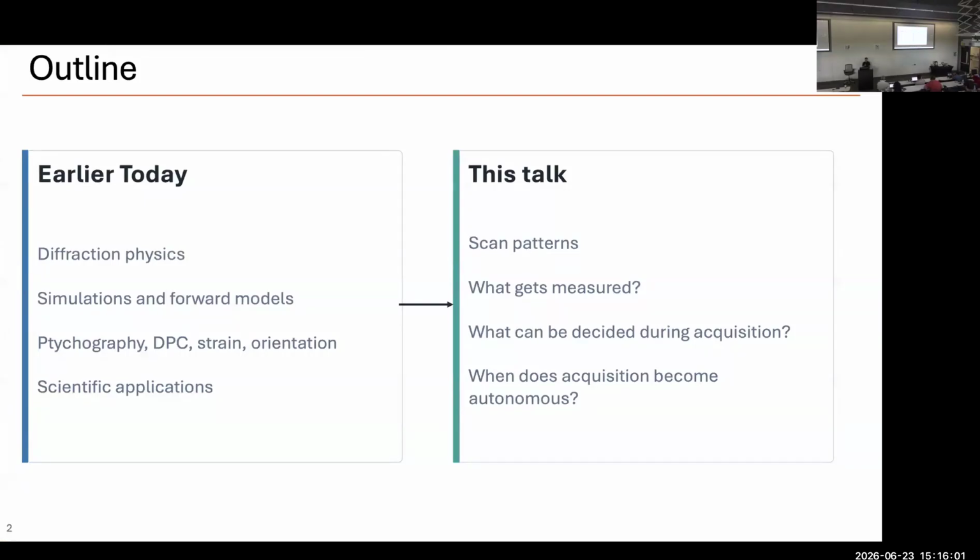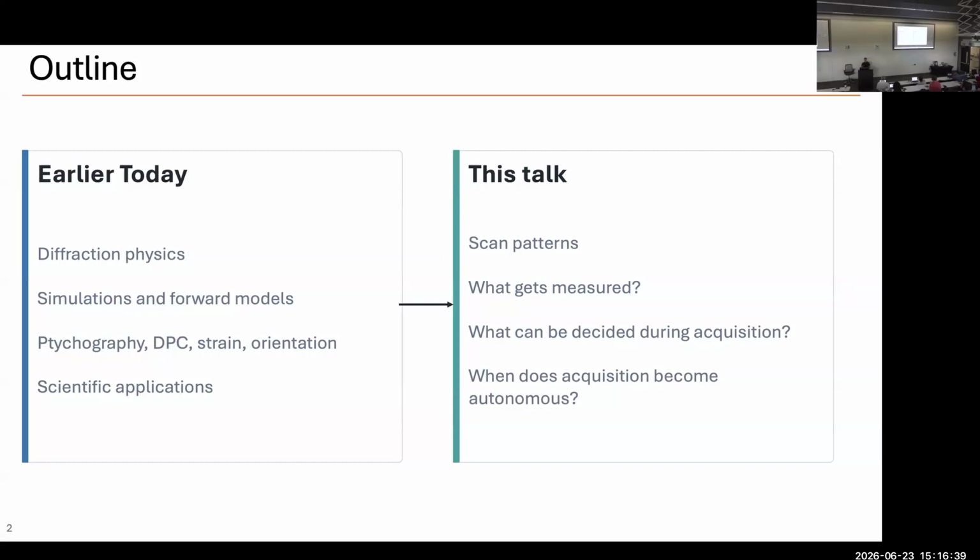Okay, so all through the day, we've had talks on diffraction physics, how to simulate diffraction patterns, the types of material properties that we can discover by analyzing diffraction patterns. A nice talk from Colin about ptychography, DPC, and different scientific applications. Colin set this up nicely, a lot of talk about sampling in reciprocal space in really interesting ways and how to fill in, for example, the missing wedge. In this talk, I'm going to be spending a lot more time on sampling in the scan space.